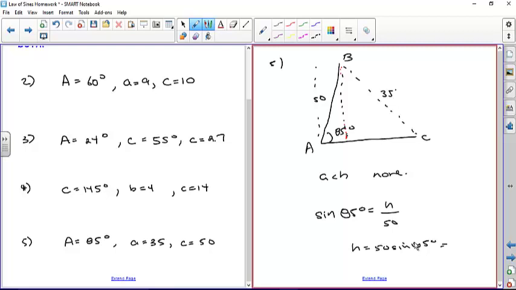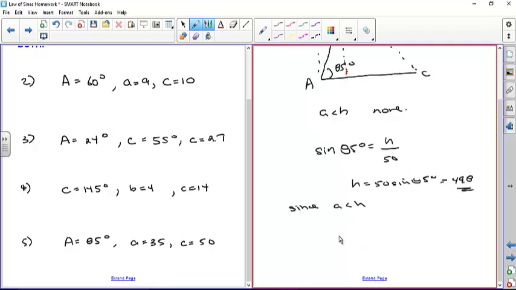So 50 times the sine of 85 is 49.8 degrees, or not degrees, length. And since A is less than H, or in this case 35 is less than 49.8, there are no solutions.